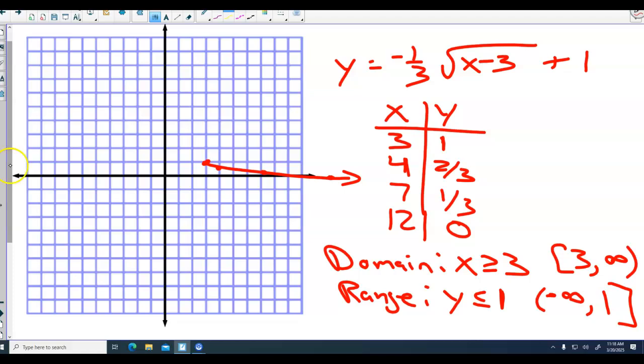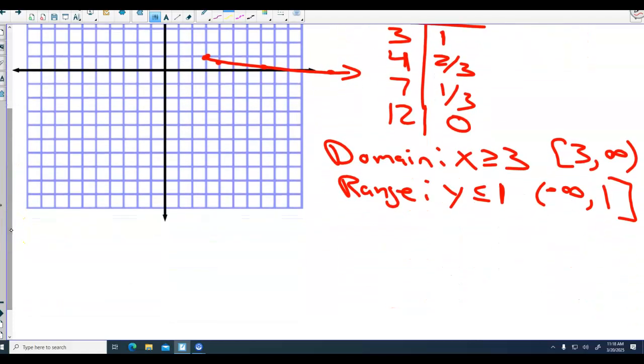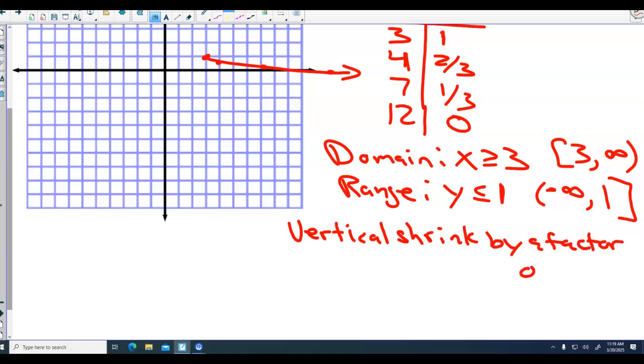Because the number in front of the radical is less than 1, greater than -1, it's a fraction with a 1 numerator. Our vertical change is going to be a shrink by a factor of 1/3. And because the negative is outside the radical, we reflect over the x-axis. So that is your transformation.